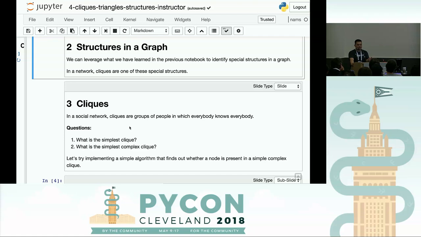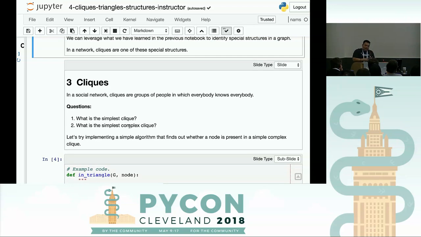What is the simplest clique? Yourself. Not yourself, but... pardon me? So an edge. An edge between two nodes is the simplest clique. Then what is the simplest complex clique? A triangle, exactly. So the simplest complex clique is a triangle.